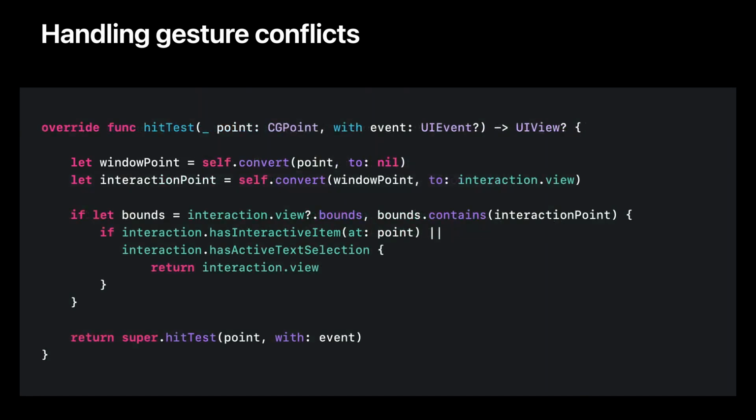Another similar option I have found to be useful is to override UIView's hitTest with event. Here, once again, similar story. I perform the same types of checks as before, and in this case, return the appropriate view.